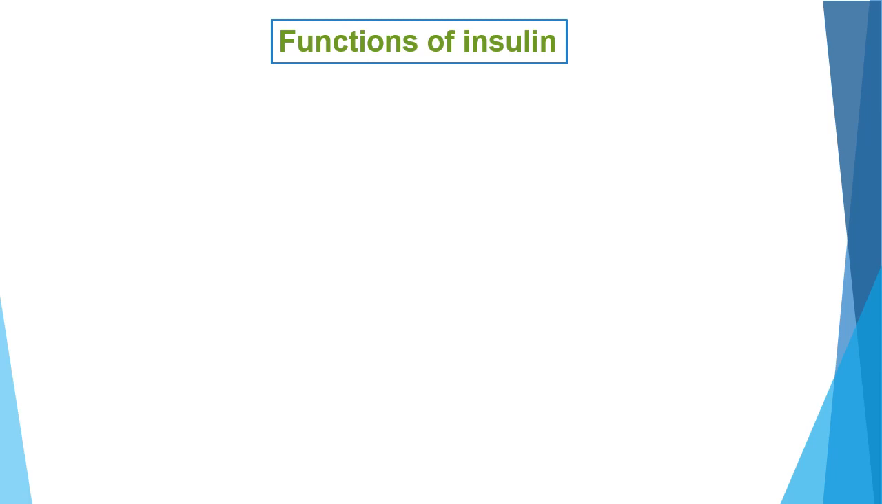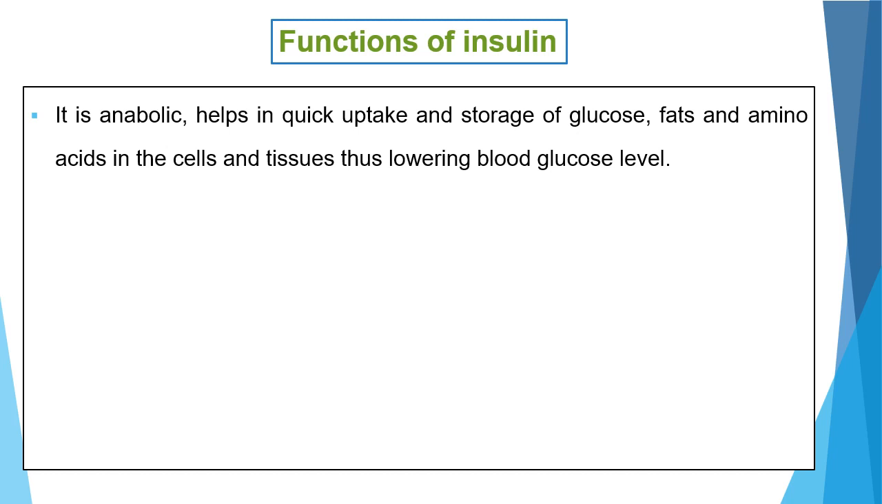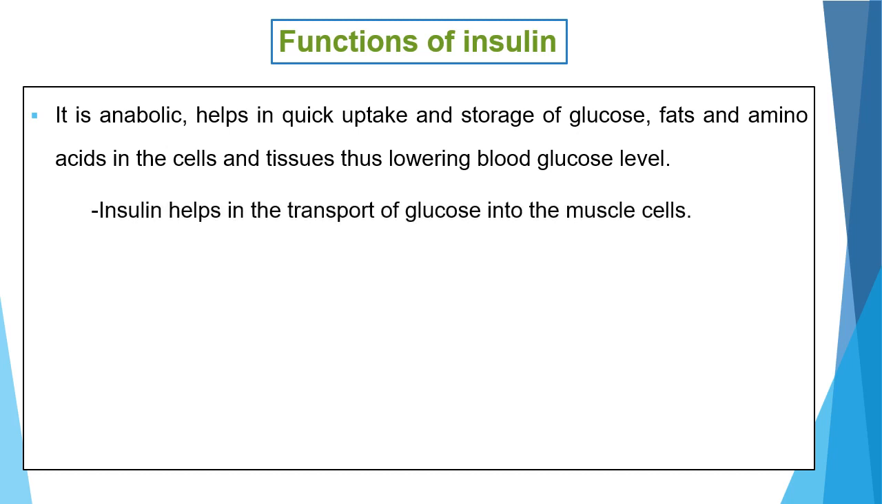Coming to the functions of insulin. Insulin is anabolic. It helps in the quick uptake and storage of glucose, fats and amino acids in the cells and tissues, thus lowering blood glucose level, creating a hypoglycemic condition. Insulin helps in the transport of glucose into the muscle cells and is stored in the form of muscle glycogen if the muscles are not exercised after a meal. Insulin helps in the uptake of glucose by the liver and is stored as glycogen in the liver.